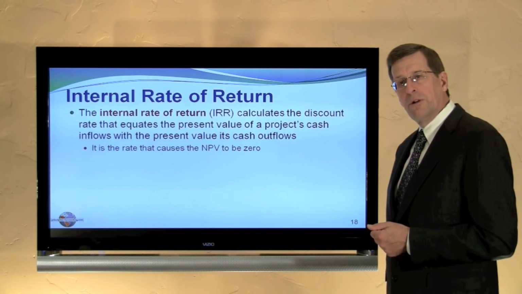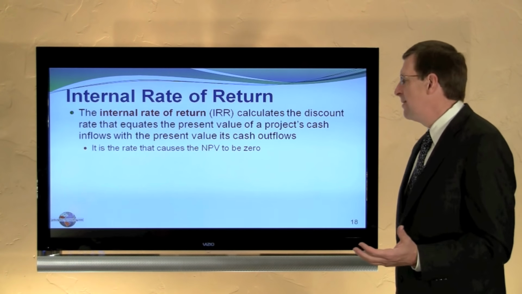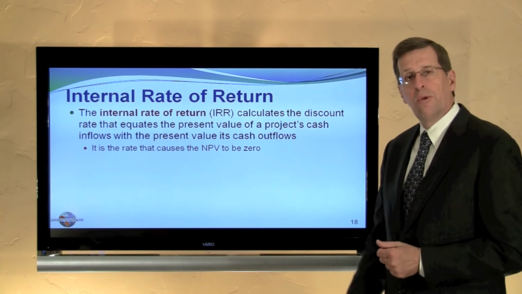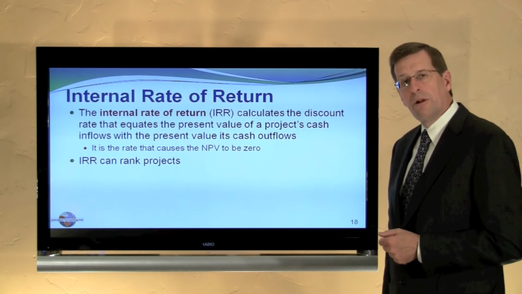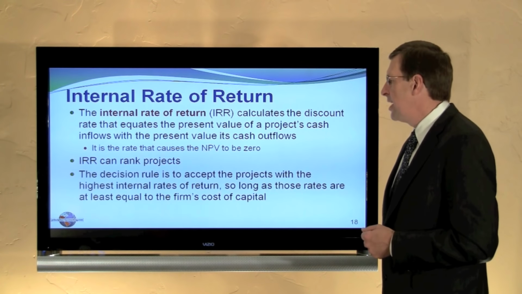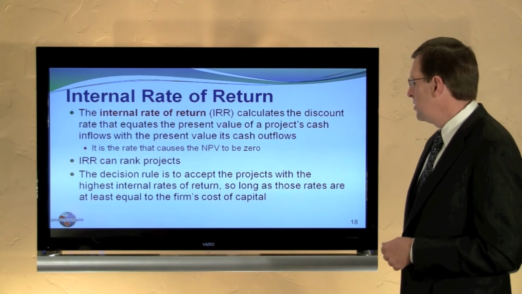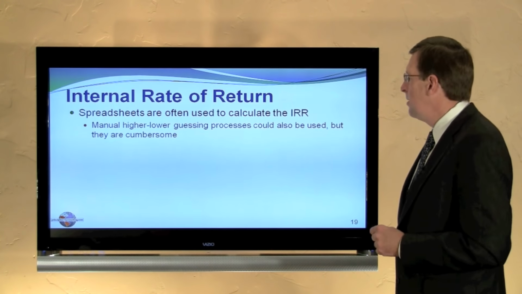Another tool is the internal rate of return. It calculates the discount rate that equates the present value of inflows with the present value of outflows. Essentially, it's the rate that causes the net present value to be zero. You can use internal rate of return to rank various projects. The decision rule is to accept projects with the highest internal rates of return, so long as those rates are at least equal to a firm's cost of capital.